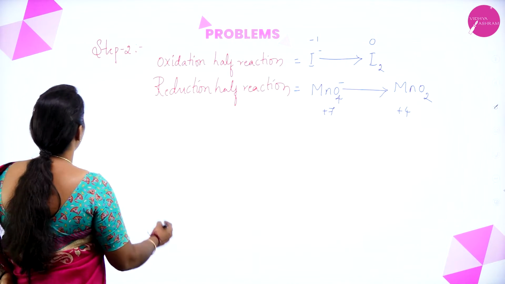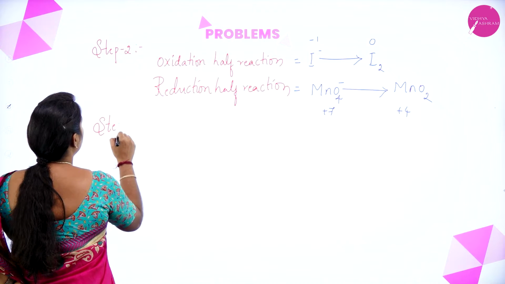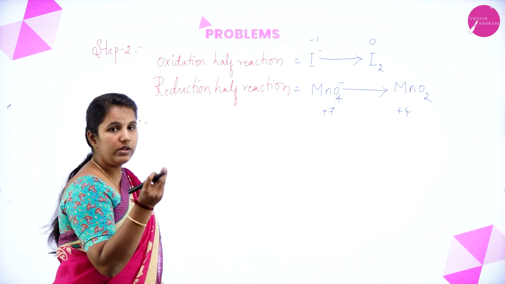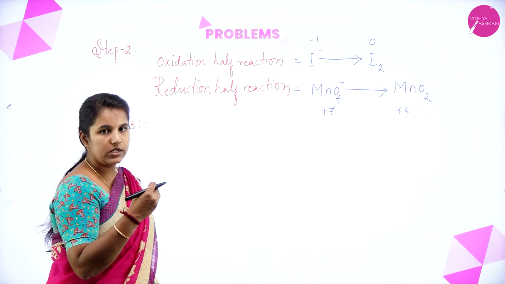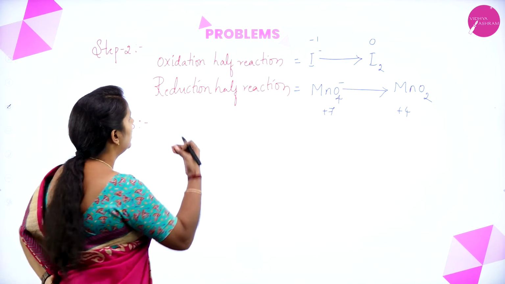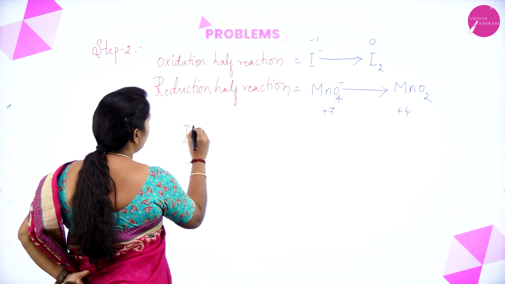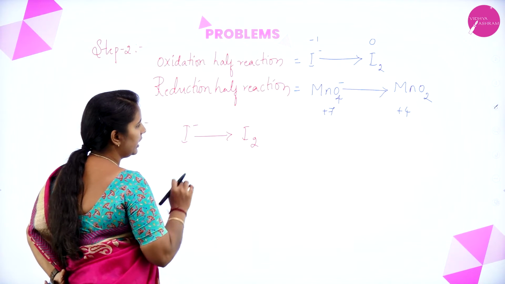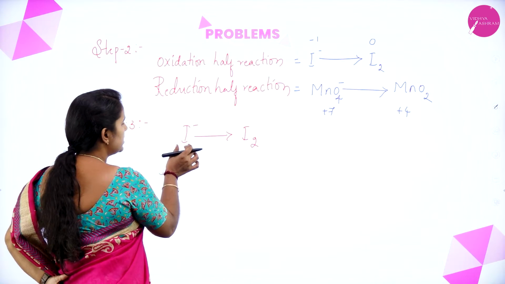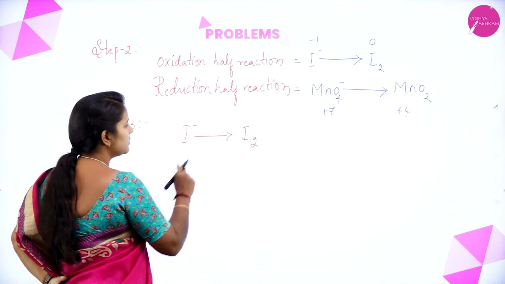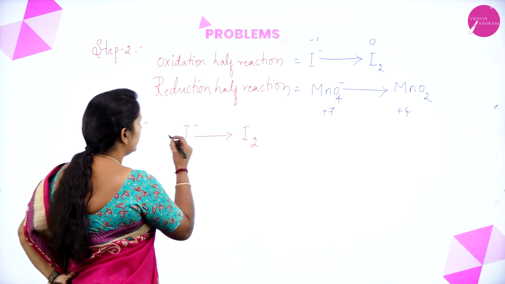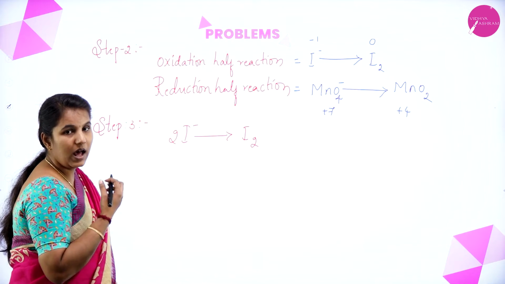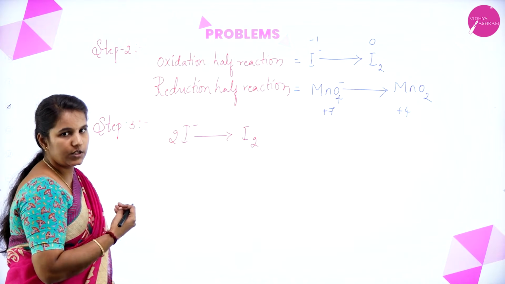In the third step, step 3, we need to identify how many reactants are involved in the oxidation half and the reduction half. We know that I- gives rise to I2. So there are 2 iodines involved in this oxidation. Since on the left hand side there is only 1 iodine, and on the right hand side there are 2 iodines, we need to multiply it by 2. This is how we need to balance the oxidation half and the reduction half reaction.